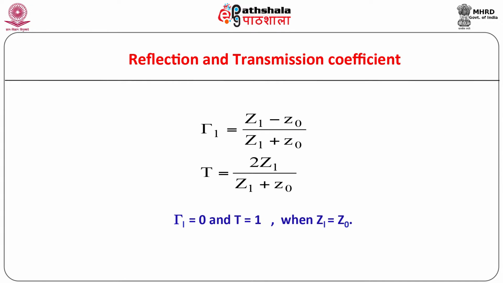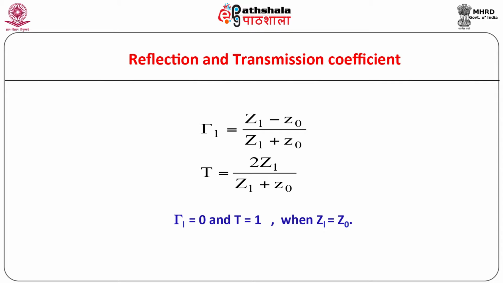The transmission coefficient T is defined as the ratio of transmitted and incident voltages. Similarly, the reflection coefficient R is defined as the ratio of reflected and incident voltages. These two coefficients are also expressed in terms of load impedance ZL and characteristic impedance Z0 as shown. Note that the reflection coefficient is denoted by R as well as τ in the literature.